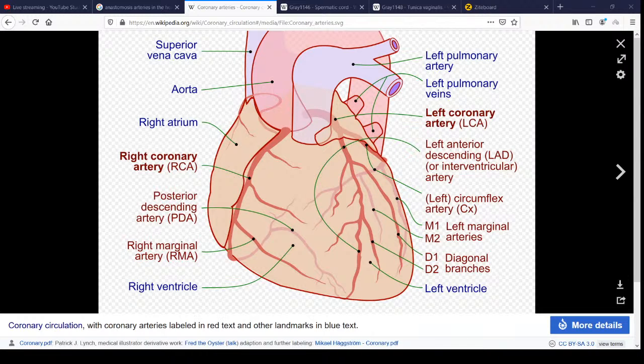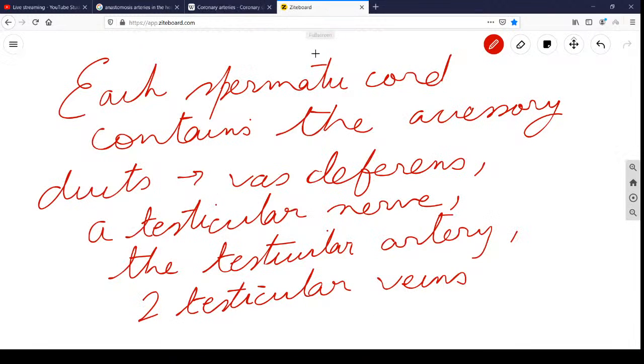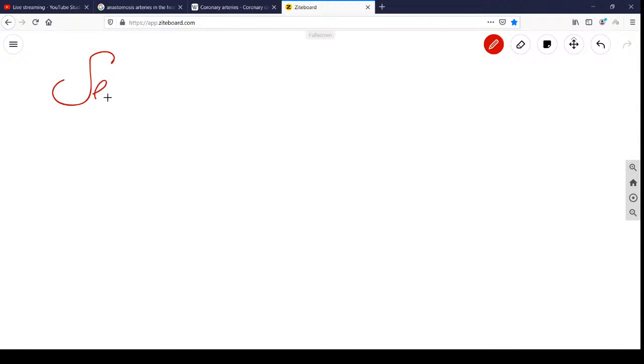Now coming on to the seminiferous tubules. Now each seminiferous tubule is lined on its outside. We talk about seminiferous tubules.